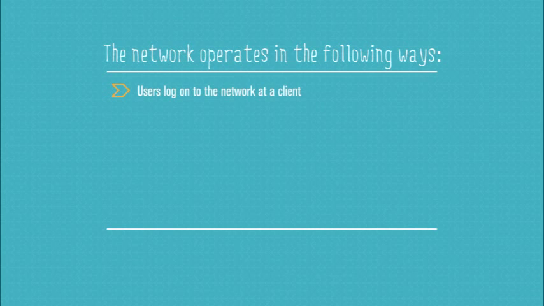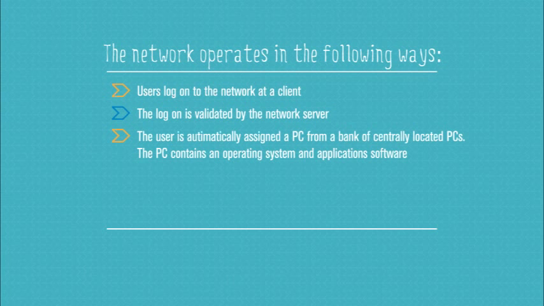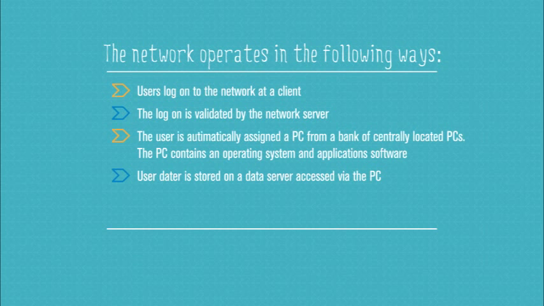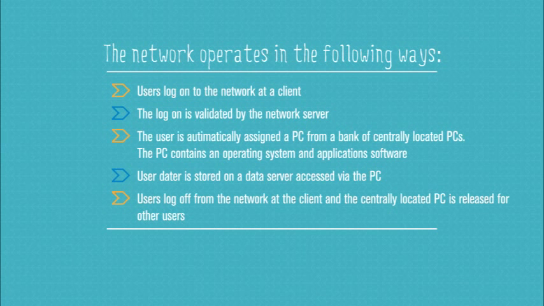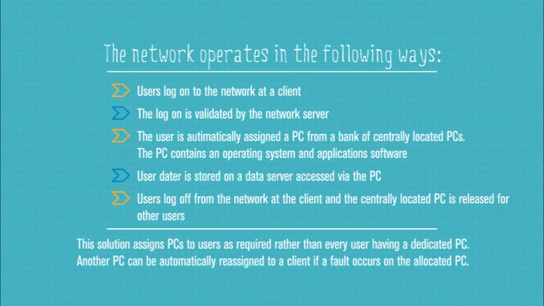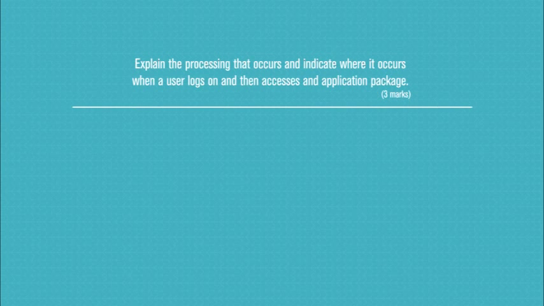It says that the users log in to a client. The login is validated by the server. They're assigned a PC from the bank of centrally located PCs, and user data is stored on one of those servers. Users log on to the network and log off, and the solution assigns a PC to users rather than every user having a dedicated PC. So immediately we start to think this could be a bit of a thin client question. Explain the processing that occurs and indicate where it occurs when a user logs on and accesses an application package. That's the question. You can see it's worth 3 marks.